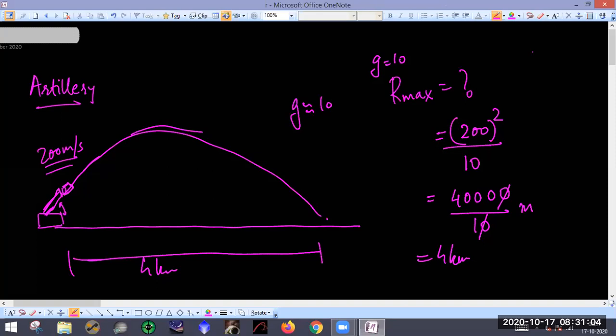This is range, this is the distance, right? See, this is actually nothing.